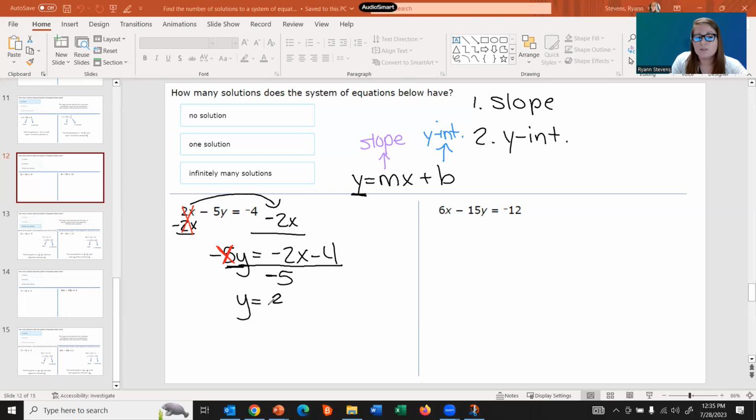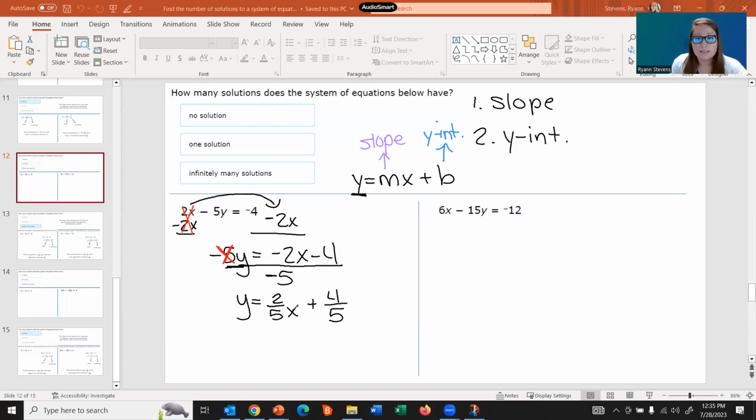We could change this to a positive 2/5 x, and then negative 4 divided by negative 5 is just plus 4/5. Remember, a negative and a negative, the signs are the same. If we're multiplying or dividing, if the signs are the same, then we're going to have a positive answer.